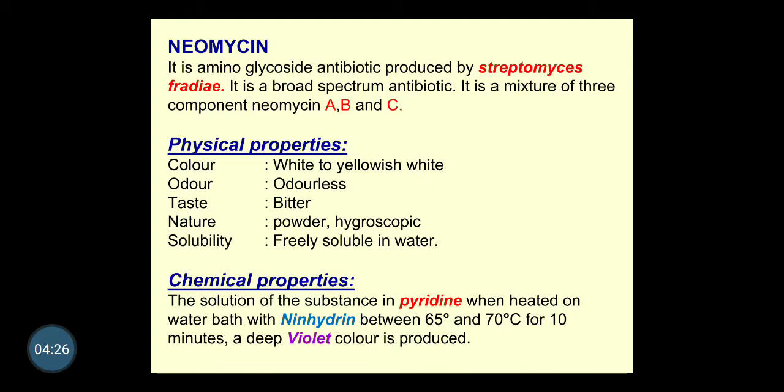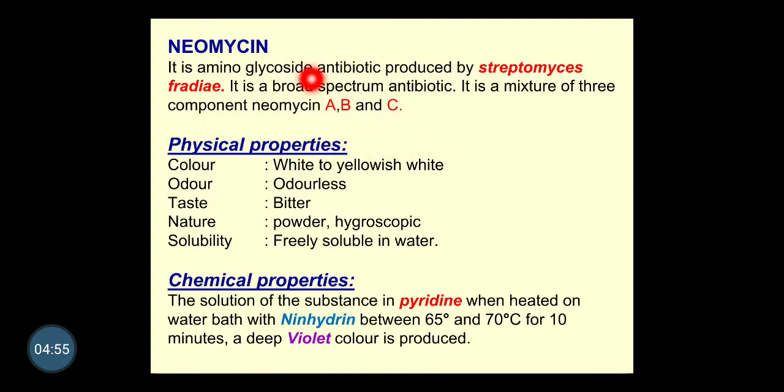The next example that we are going to see, amongst the aminoglycoside antibiotics, is neomycin. First was streptomycin, next is neomycin. It is again an aminoglycoside antibiotic produced by Streptomyces fradiae. This is the microorganism, the biological source, from which this antibiotic is obtained. It is a broad spectrum antibiotic, and it is a mixture of three components, neomycin A, B and C.